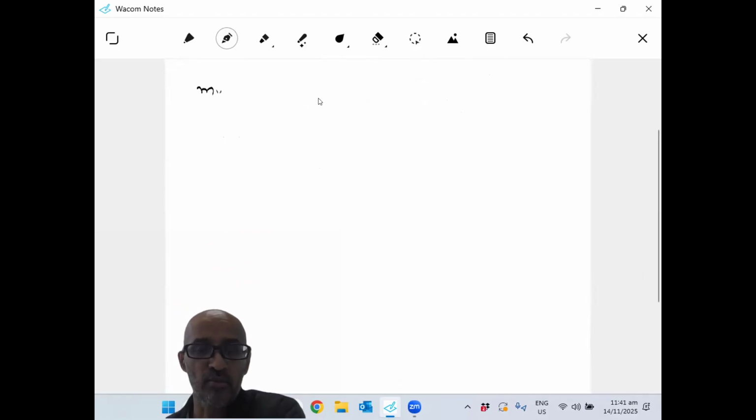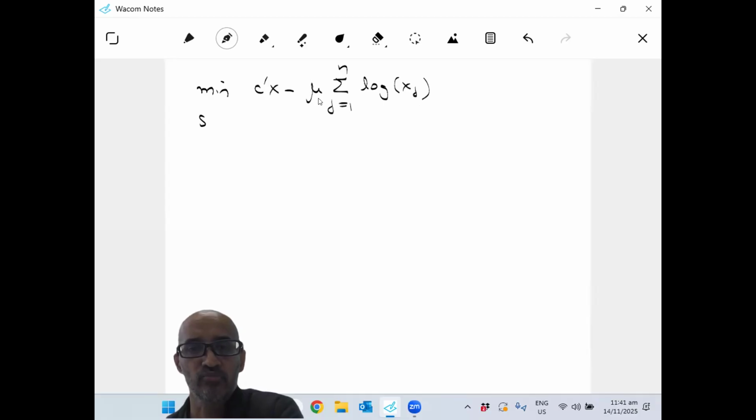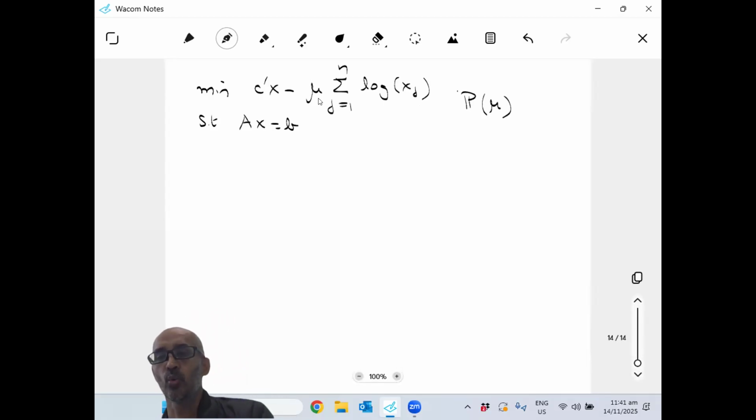I want to minimize c transpose x minus mu times the summation over j equal to 1 to n of log of x_j, subject to Ax equal to b. This is what is called the barrier problem, the primal parameterized by mu, where mu here is a fixed positive number. This is a convex program.